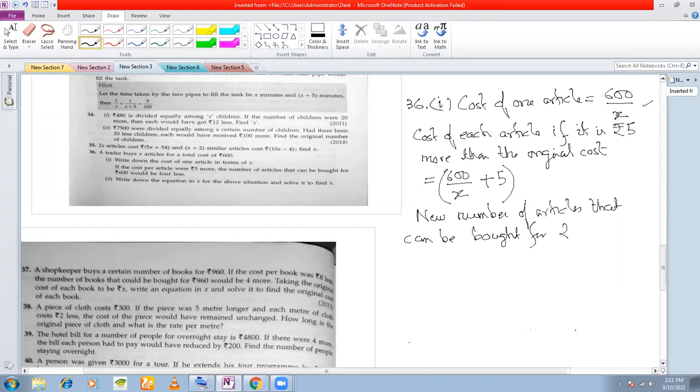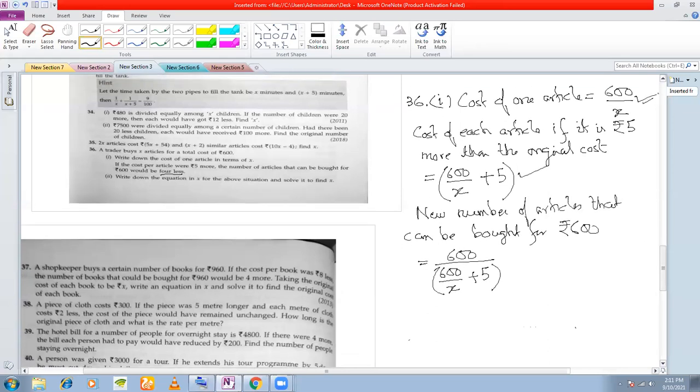For rupees 600 is equal to 600 divided by the new cost, right? This is the new number of articles, and the number of articles that can be bought would be 4 less. That means you can buy 4 less articles if the price is increased by 5 rupees. That means the original number of articles is greater, because the price was less here. Okay, 600.